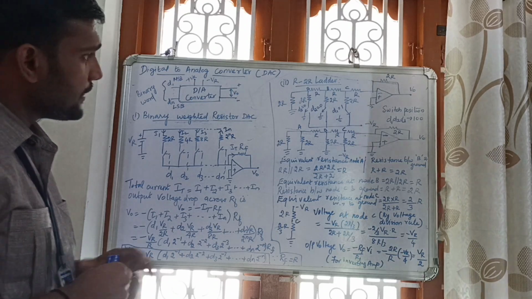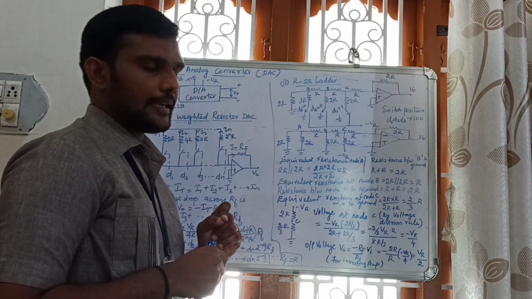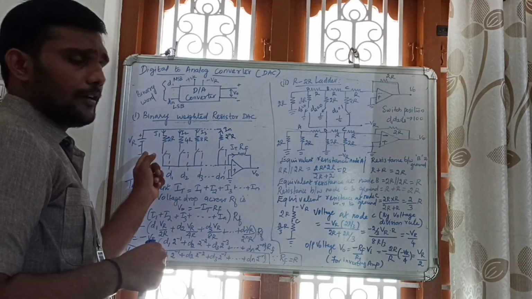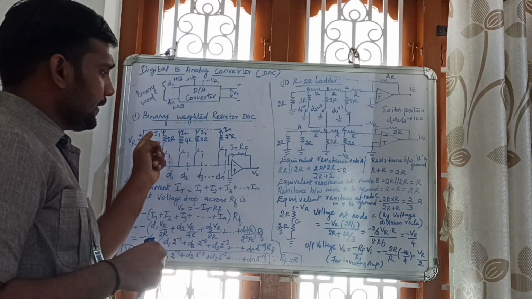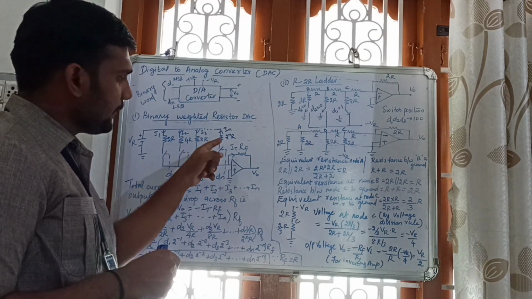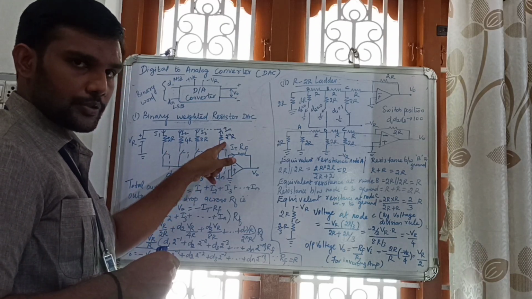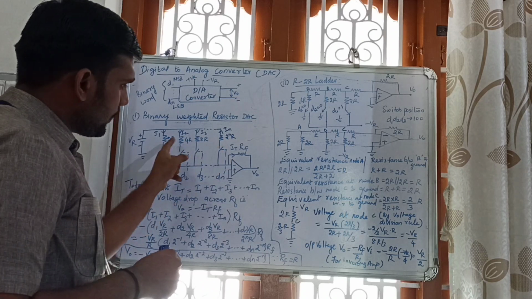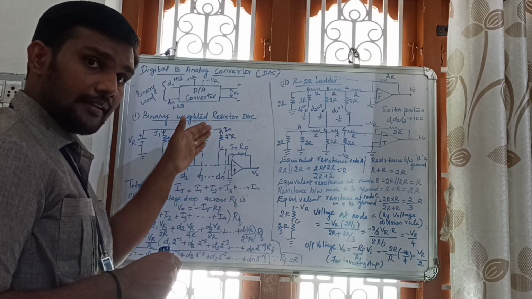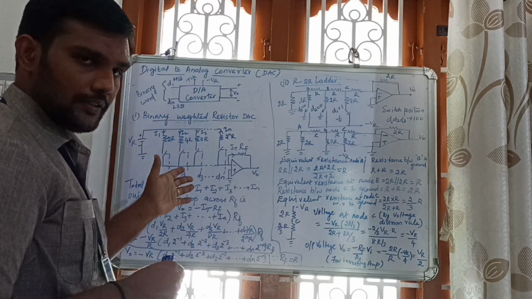Next one is the R-2R ladder DAC. In the binary weighted resistor DAC, if the digits are more, a large value of resistance should be used, because 2R, 4R, 8R up to 2^N R, the resistance value increases. So that is one of the drawbacks.